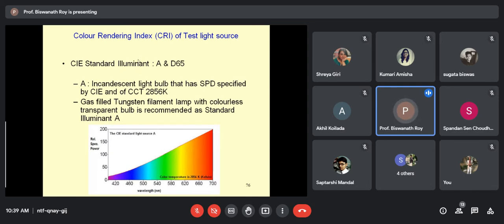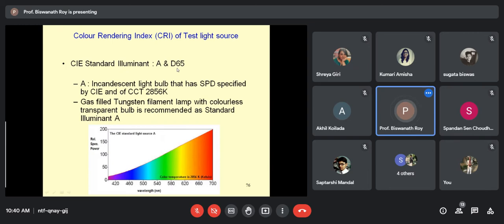And when we need to select this A, and when we need to select the D65, there is certain guideline, because these standard illuminants are used for two purposes. Number one purpose, to determine the true object color, and number two purpose, to evaluate the color rendering index of test light sources.